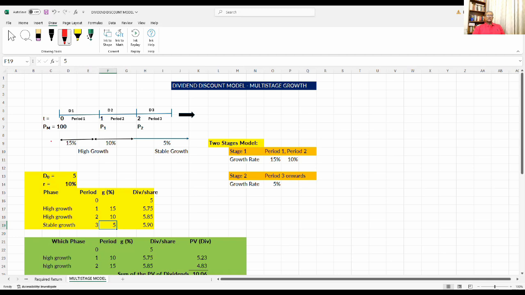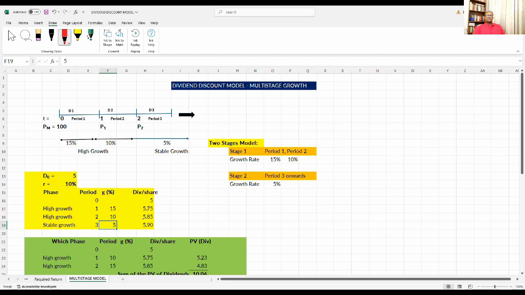So this diagram basically shows what is going on here. So 15% in period 1, then you have 10% in period 2, and then in the stable period we have 5%, and that goes on into the future. And the dividend just given was 5 rupees. So if we apply 15% growth rate to 5 rupees, then we get 5.75. This is the dividend paid in period 1.